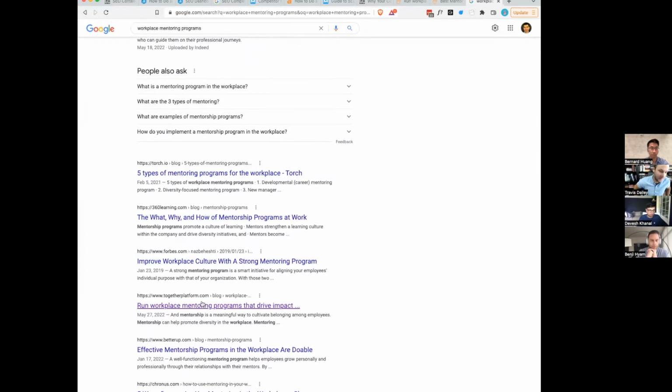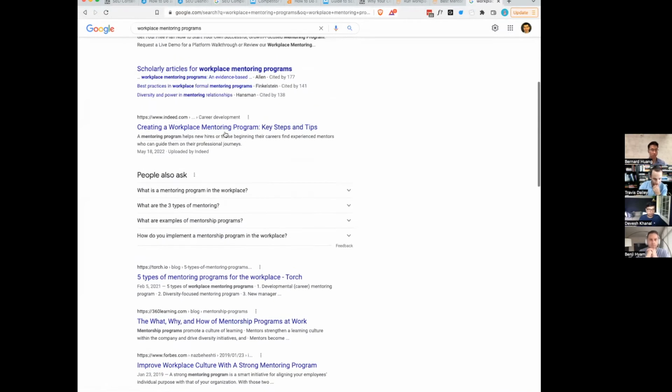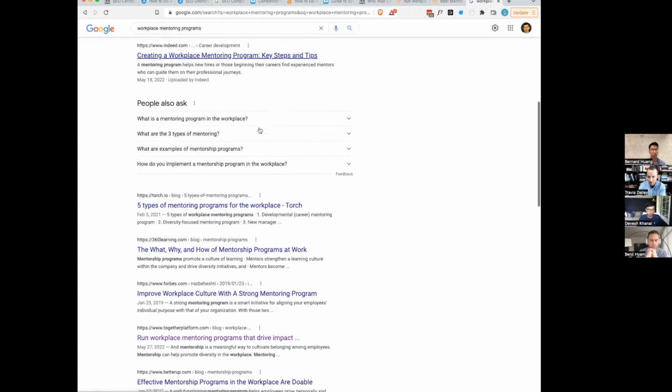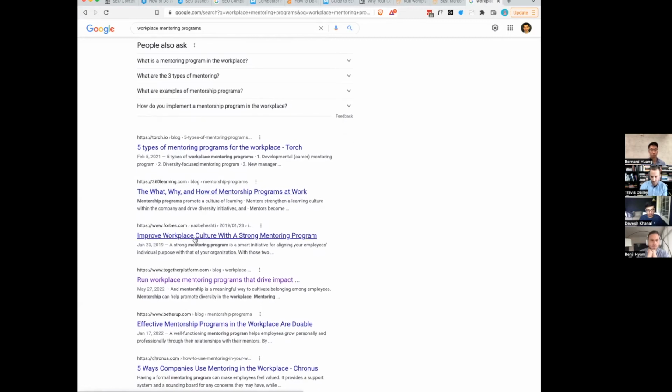Yeah. So what we would do then to go through the same, we'd look in here at workplace mentoring programs. What are people looking for? So this looks like how to create one. Five types of them. Yeah, background info, right? Kind of guide stuff.